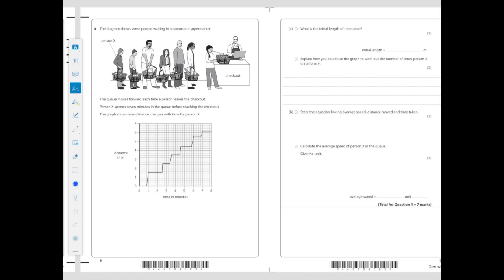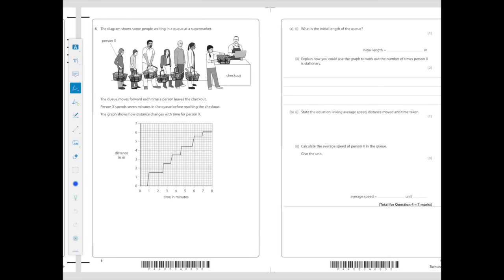Question 4. The diagram shows some people waiting in a queue at a supermarket. The queue moves forward each time a person leaves the checkout. Person X spends 7 minutes in the queue before reaching the checkout, and the graph shows how distance changes with time for person X. So it's the last person in the queue, and notice that it is a distance time graph. So what is the initial length of the queue? And we're looking for that in meters.